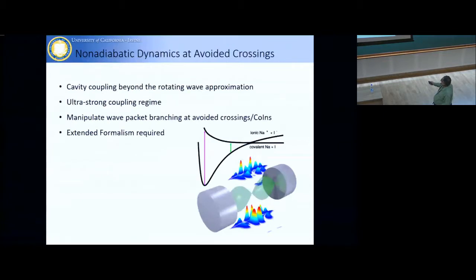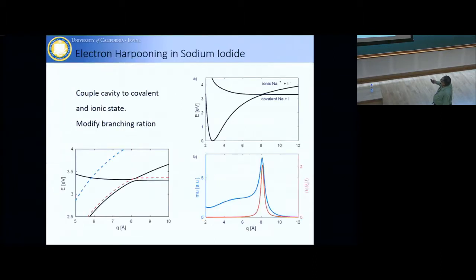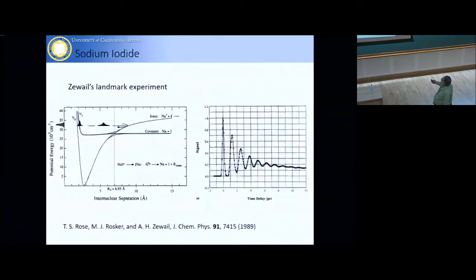So this is the model. You have sodium iodide. This is the ground state. This is the excited state. And here you have the avoided crossing. And this is how the non-adiabatic couplings look. This is how the dipole looks.